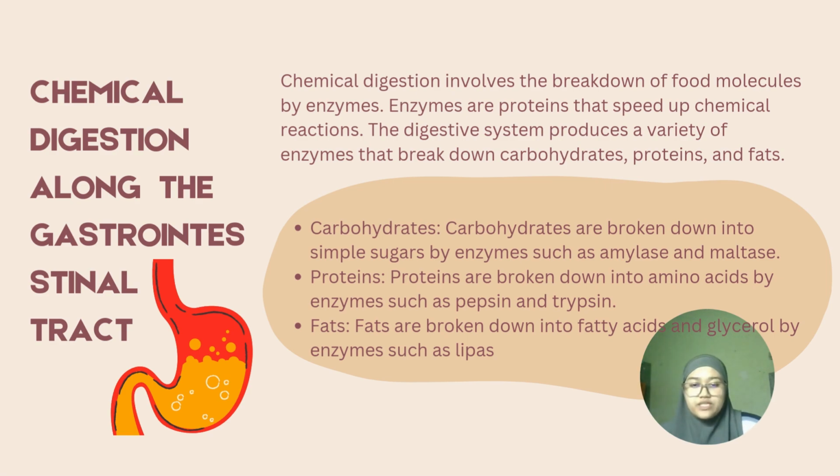So now is the chemical digestion along the gastrointestinal tract. Chemical digestion involves the breakdown of food molecules by enzymes. Enzymes are proteins that speed up chemical reactions. The digestive system produces a variety of enzymes that break down carbohydrates, proteins, and fats. The first one would be carbohydrates. Carbohydrates are broken down into simple sugars by enzymes such as amylase and maltase.